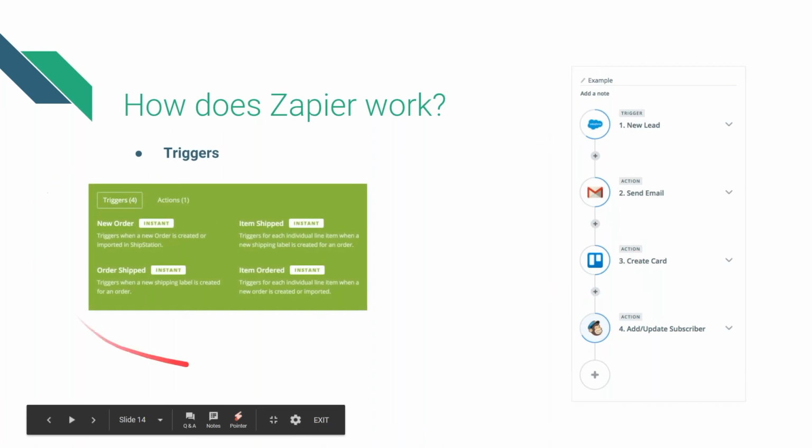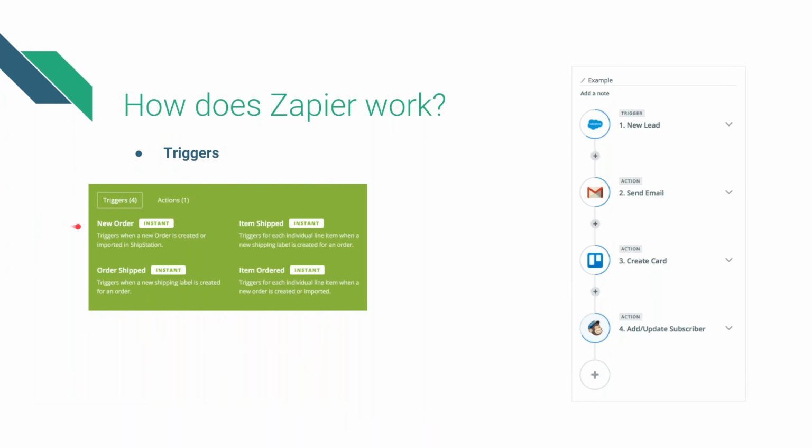Okay, so here are the triggers. These are the triggers that are actually currently available inside ShipStation, and they're really powerful. Anytime a new order comes in, you can trigger it. And it has this little instant trigger on here, this instant tag. That instant tag is actually very important.